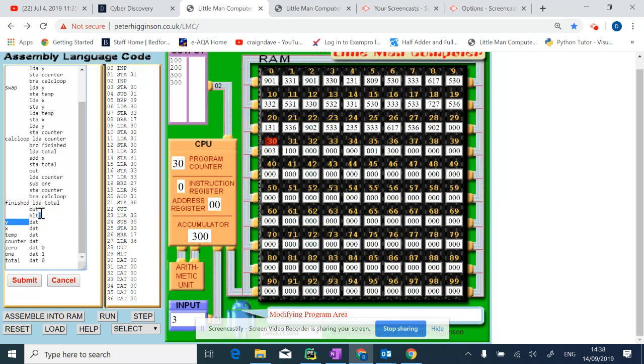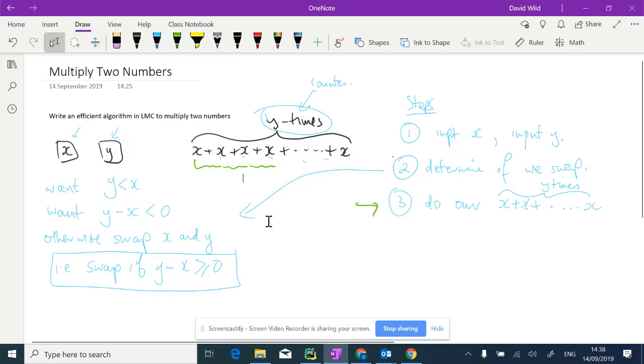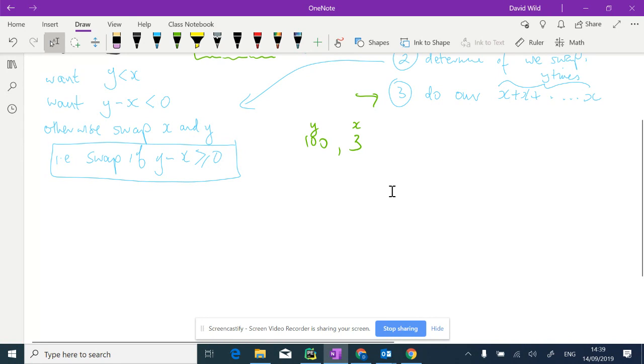Let's say if we're adding 100 3 times. If they need to swap over, then we need to do the following trick. So let's say we have got y minus x is greater than or equal to 0. So in other words, let's say our two numbers are 100 and 3. So this is our y and this is our x. So we're basically saying that y minus x, which is 97, is that greater than or equal to 0? Yes, it is. So what we're going to do is to try and swap these two things around. Now, how would we swap these two things around? Well, let's imagine I tried to throw this 3 into this memory location. This has the effect of destroying the 100, and I've lost it.